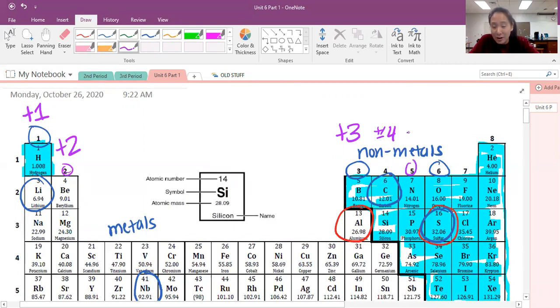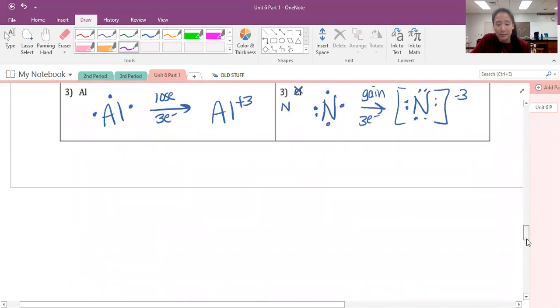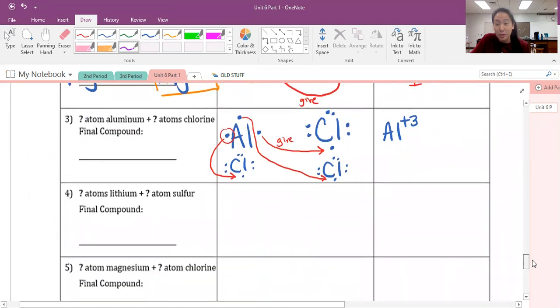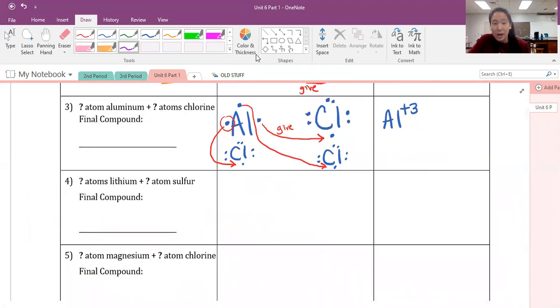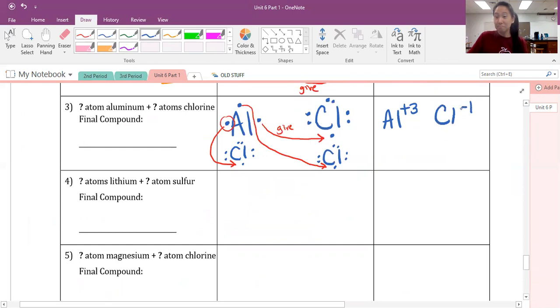If you have 5, you're going to gain 3 electrons. If you have 6, you gain 2. If you have 7, you gain 1. 8 means nothing, right? So it goes 1, 2, 3, 4, and then it goes 3, 2, 1. So when you're looking at this example here, aluminum's in the 3rd column, it's going to lose 3. Then you're like, okay, chlorine is in the 7th column, so it's what? -1, okay? So it gains 1 electron.